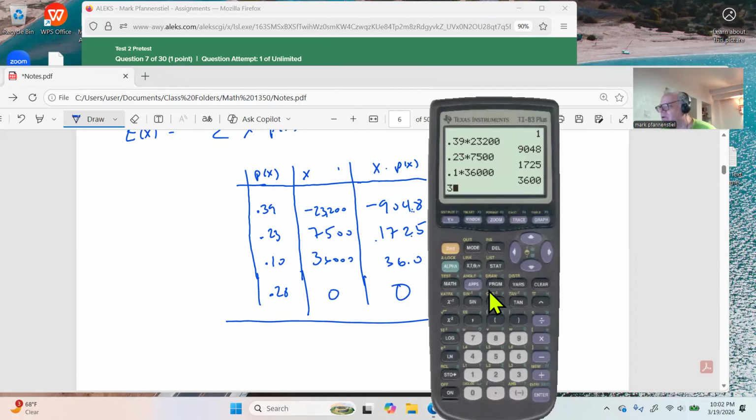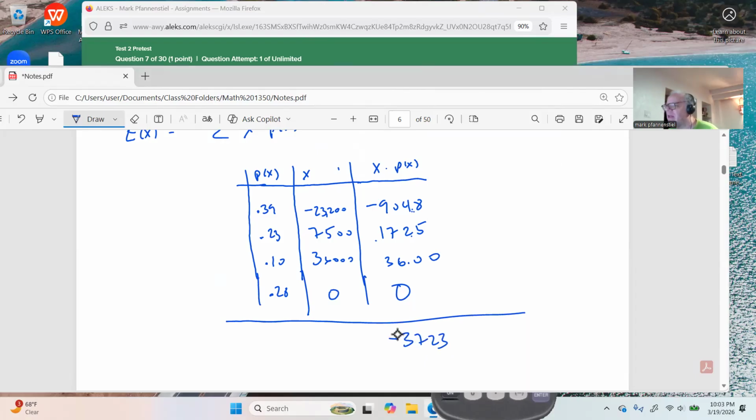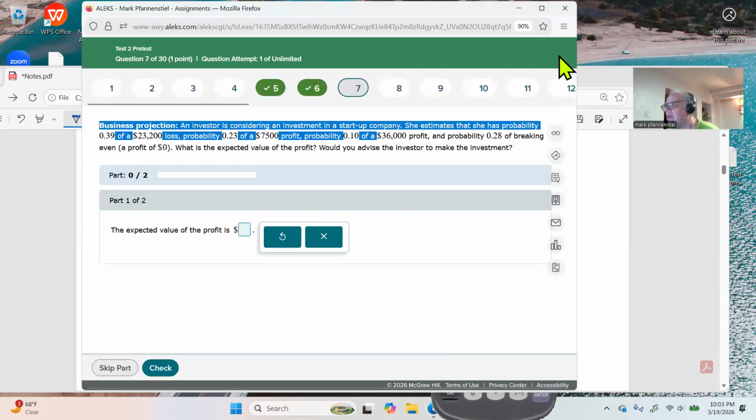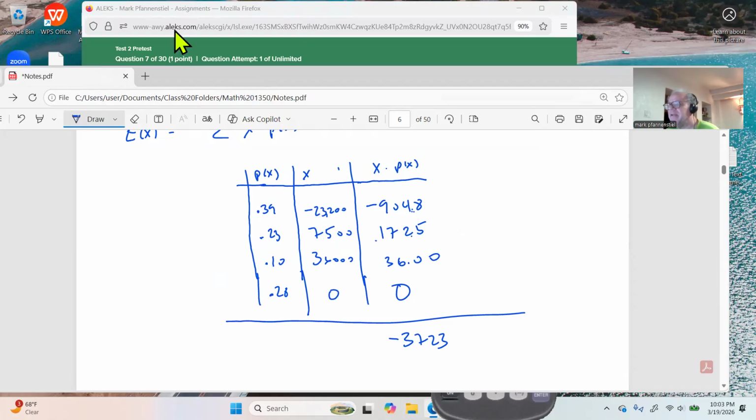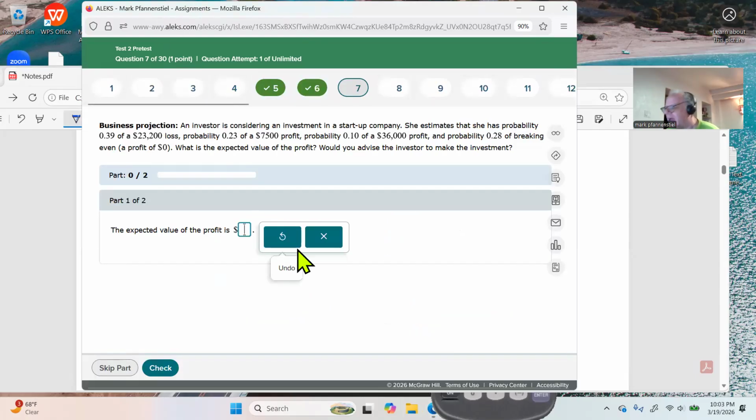Okay, so I have 3,600 plus 1,725 minus 9,048, because that was a negative sign there, so don't forget that. So equals, and I got negative 3,723. So negative 3,723. That doesn't look like a good investment to me. So as I'm looking at this, the expected profit is negative 3,723. And that looks like what we're trying to do for that one.